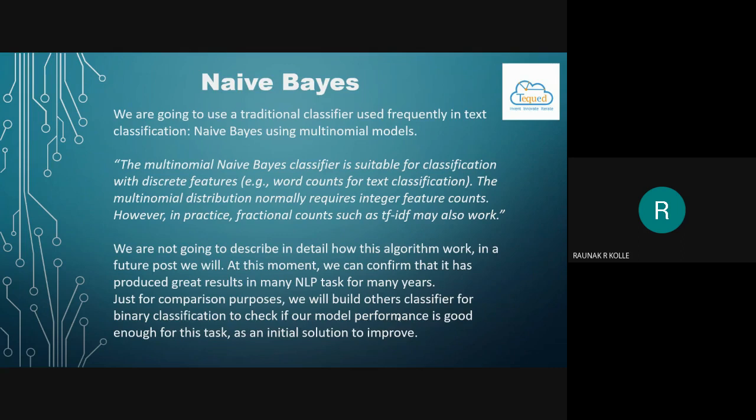Naive Bayes. Naive Bayes is one of the most popular and most commonly used terminologies. We're going to use a traditional classifier used frequently in text classification, naive Bayes, using multinomial models. The multinomial naive Bayes classifier is suitable for classification with discrete features, such as word counts for text classification. The multinomial distribution normally requires integer feature counts. However, in practice, fractional counts such as TF-IDF may also work.